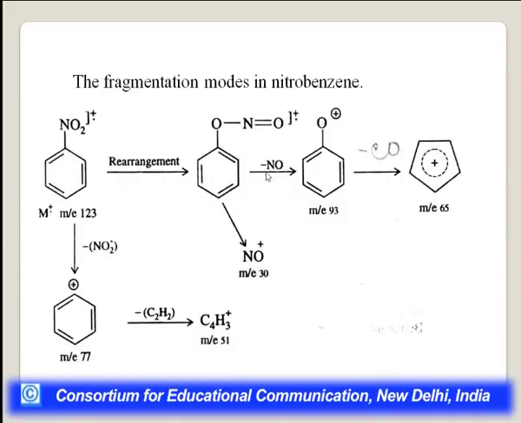And again from this molecule you will get this kind of possibility, that is NO. With the removal of NO you will get this kind of cation, and here by the removal of this carbon monoxide you will get this kind of molecule, that is cyclopentadienyl cation.